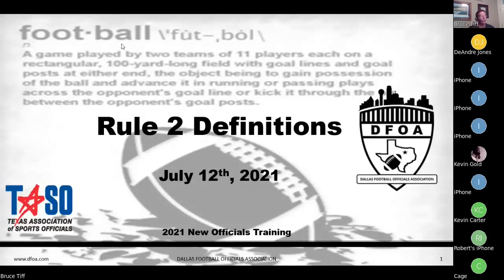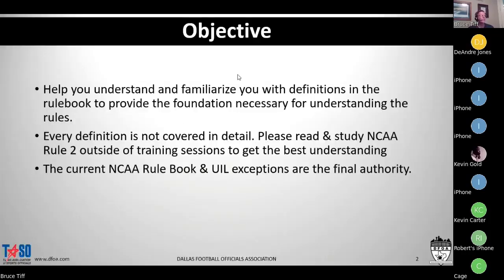We're going to try to go through as much as we can, but it really is incumbent on you to actually be studying outside of the classes. So again, our objective tonight is to help you understand and familiarize you with most of the definitions in the rule book, because it is that foundation, as I mentioned. We're not going to cover every single definition that's in Rule 2. That would be probably 3 or 4 classes. So again, as I mentioned earlier, please keep studying outside of the class.